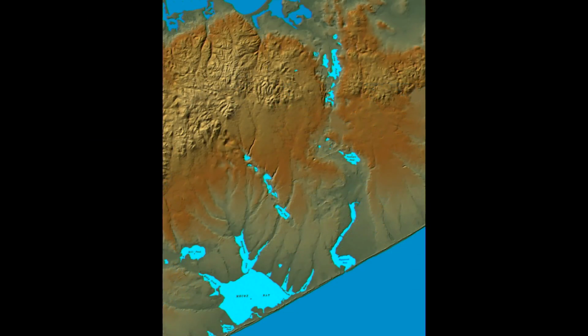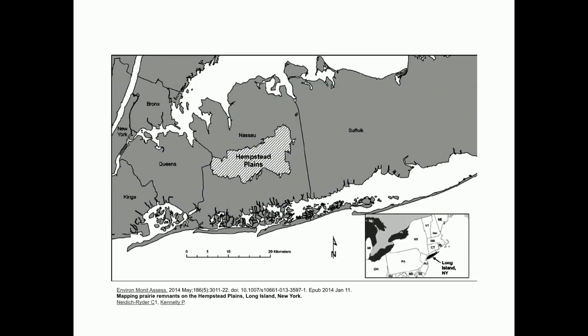Here's a chain of depressions occupying a chain of kettles occupying a meltwater channel, but here's a chain of kettles that isn't associated with a meltwater channel. And I don't think we really understand exactly how these things were forming.